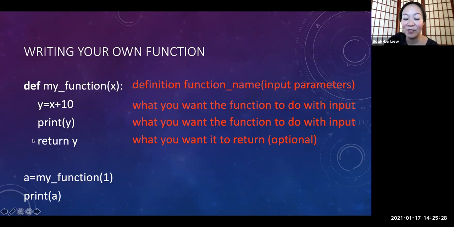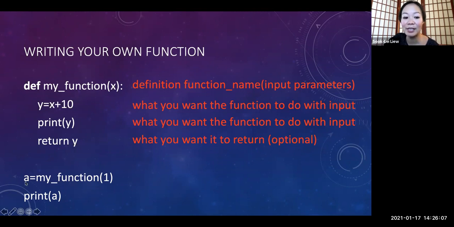Then for the rest of this function, you want to make sure that you tab the lines in so that they're all lined up. And when you're done, you will untab, and that's how the computer knows that the definition of that function is closed. So in between, you'll have these lines, which are whatever you want the function to do with the input. And finally, if you want it to return a value or an output, you would put that at the end. So in this case, my function takes a variable x that you give it and adds 10. Then it prints that new value, and then it will return that value.